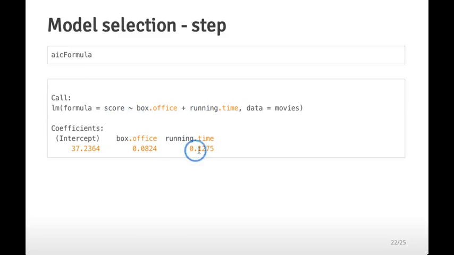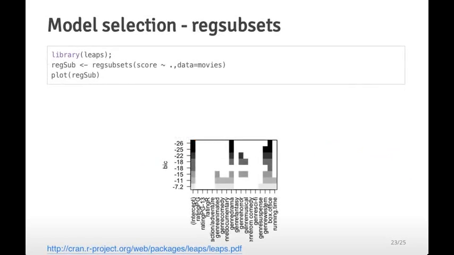And it gives you estimates for the coefficients for those terms, but remember those coefficients might be slightly biased by the fact that you did a selection step first.